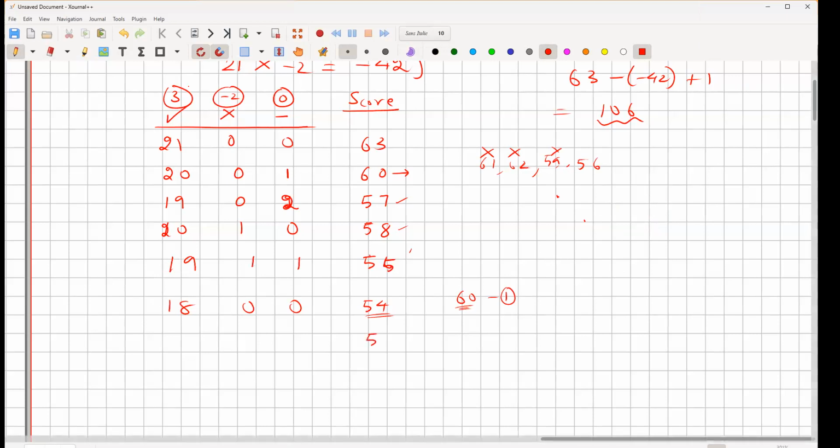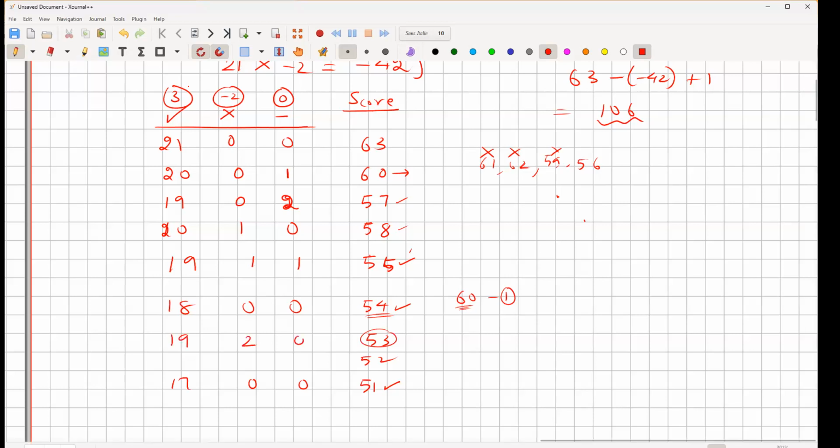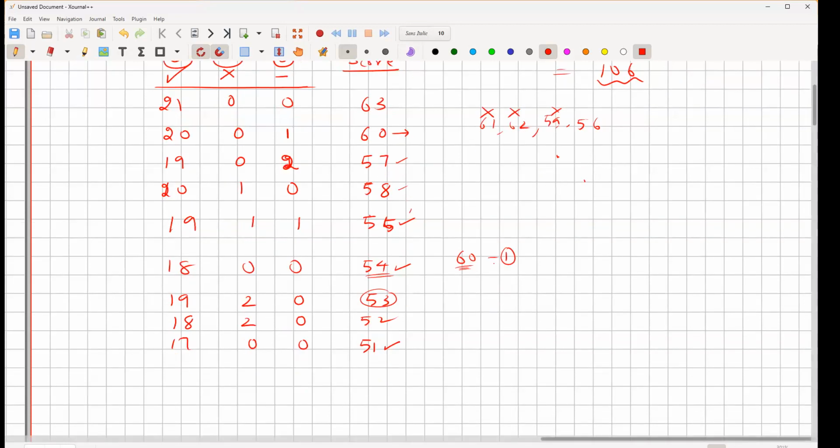For example, 54 is possible. We know for sure 51 is possible because it's just a multiple of 3. Any multiple of 3 is possible, but you'll see that both 53 and 52 should be possible. Can someone give me an example for 53? 19 here, so 57, and then 2 wrong here takes me to 53. Okay, and then 18 into 3 is 54. If I do 2 wrong, I get 52. So once you're past this, you can see that there won't be any problem.